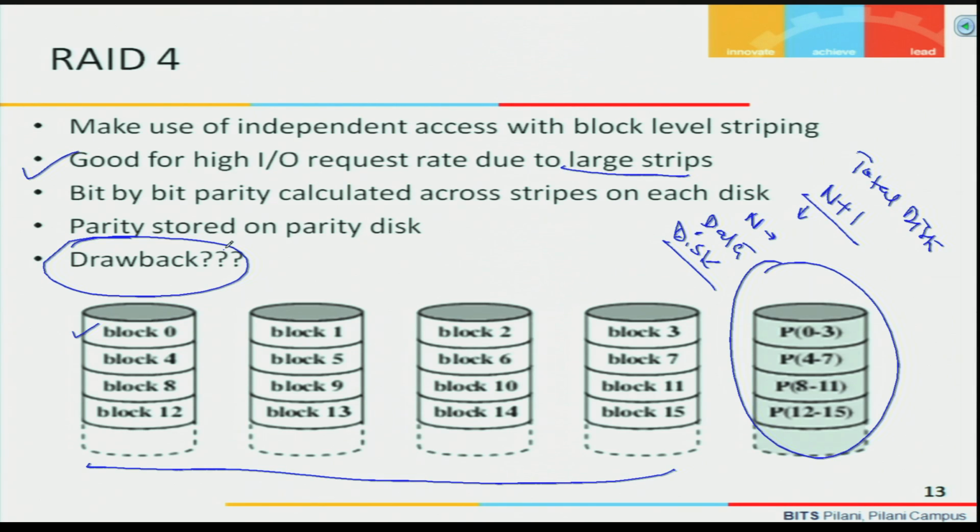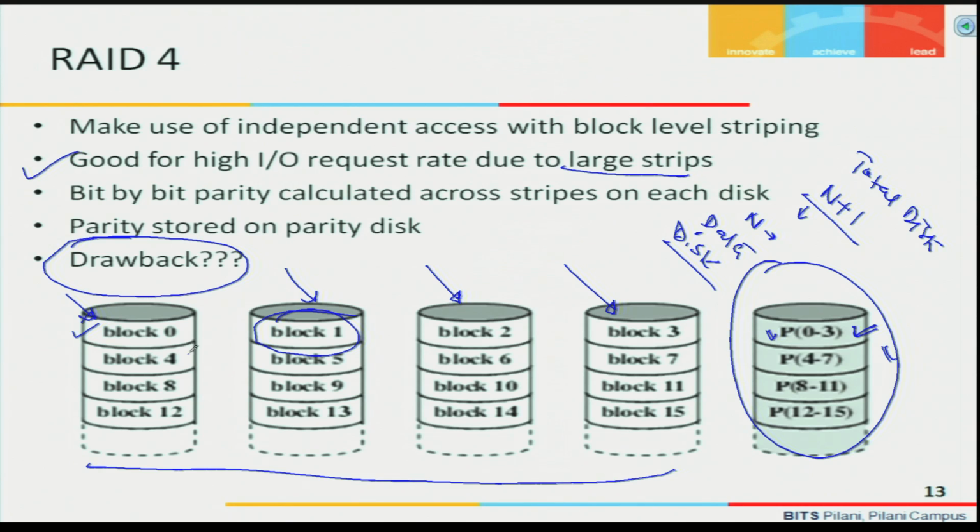Okay, let us look at how read and write will happen in this RAID 4. Let us say a modify request for block 0 is there. What has to be done? Block 0 contents will be modified, and simultaneously the parity information also has to be modified. Simultaneously, let us say someone accesses block 1, because it is good for a high IO request rate. So, multiple IO requests are coming, and for all these modifications, this parity disk will be accessed.